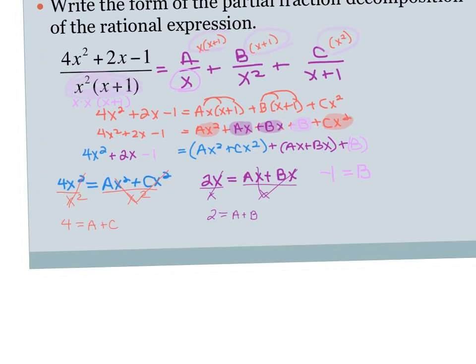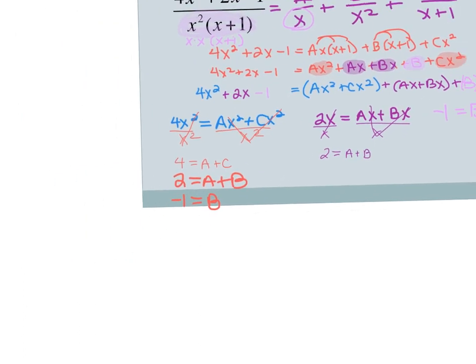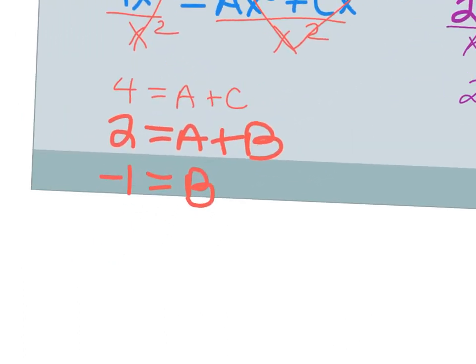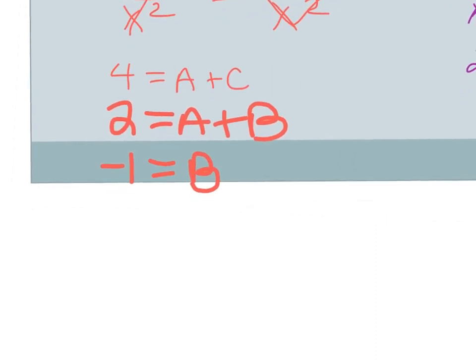I have 3 equations. 4 equals a plus c, 2 equals a plus b, and -1 equals b. The really complex of these will have 3 variables and 3 equations, but you know how to solve those now. That's why this is in the spot it is in the chapter. Luckily, this one is already a little bit easier, right? We know what b is. What could I do with b?